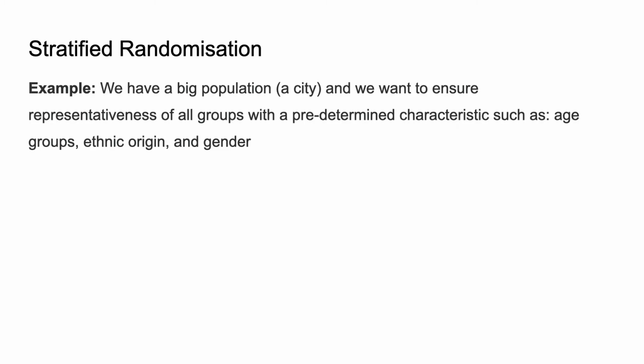Next is the stratified randomization, and basically this means that you need to divide your sample into subgroups. So let's take an example here. You have a big population, let's call it the city of Medina, for example, or Riyadh, and you want to represent all the groups in this city. So you want to check that the sample will include people of different ages, different groups, different ethnic origins, and both genders equally.